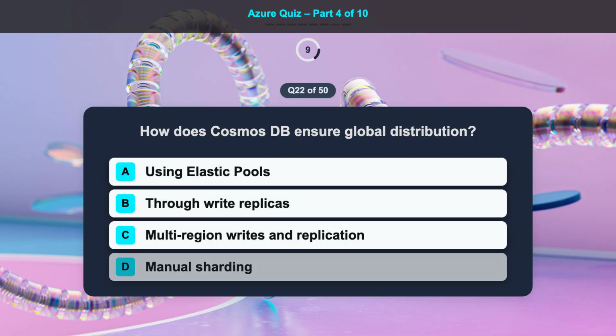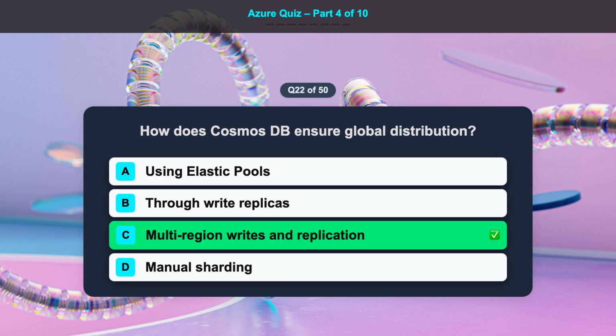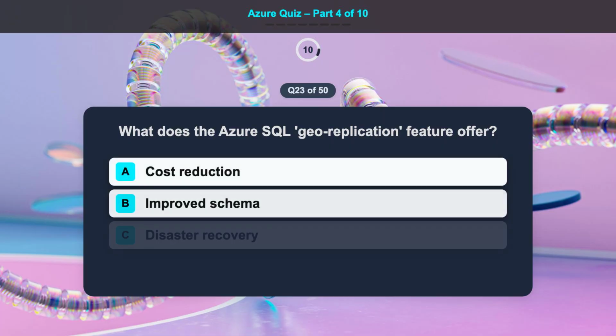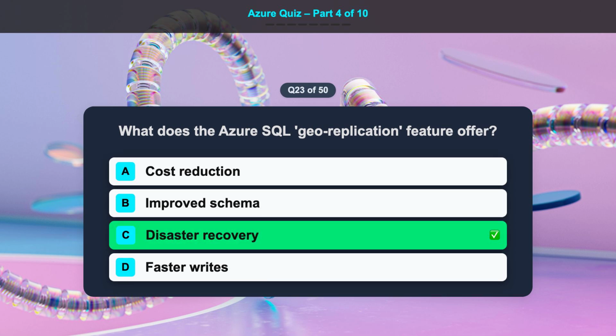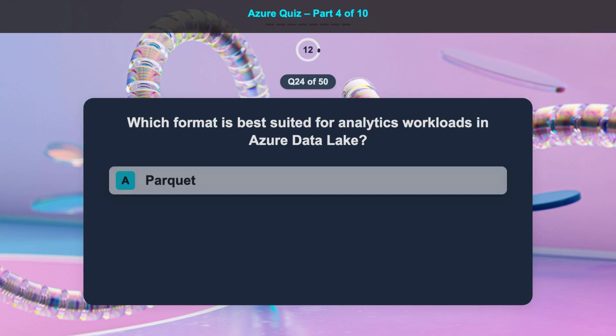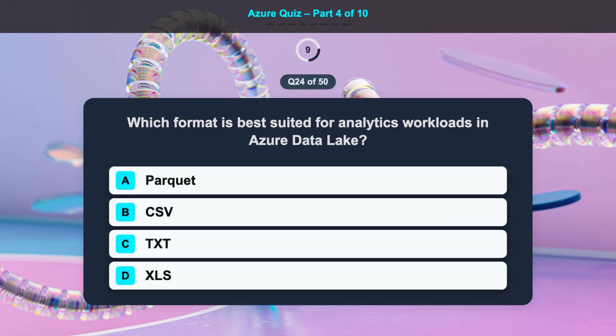Question 22. How does Cosmos DB ensure global distribution? Question 23. What does the Azure SQL geo-replication feature offer? Question 24. Which format is best suited for analytics workloads in Azure Data Lake?